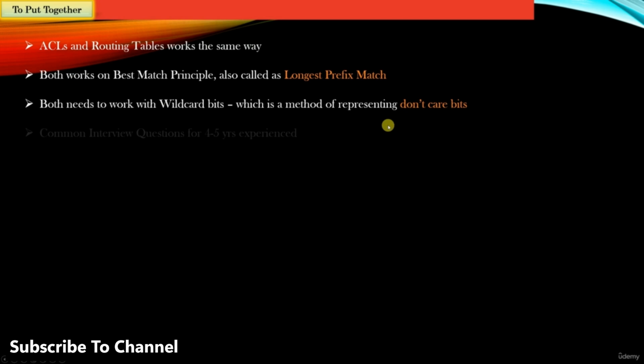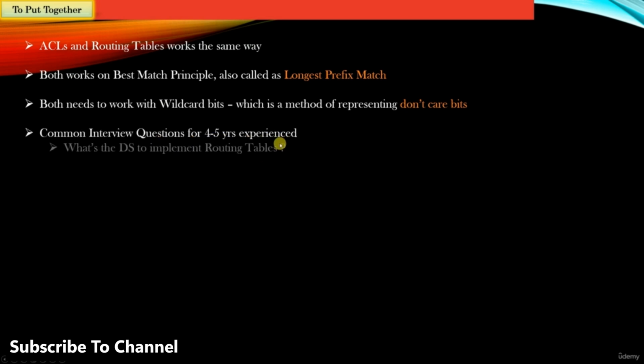Alright. So the common interview questions for 4 to 5 years experienced candidates would be, what's the data structure to implement a routing table? It's an open-ended question and the entire interview process can revolve around this question. Then another question could be, explain the design for implementing an access control list. These are the common interview questions that could be asked, provided that you fall in the domain of networking or in some domain where routing tables or access control lists are used extensively.